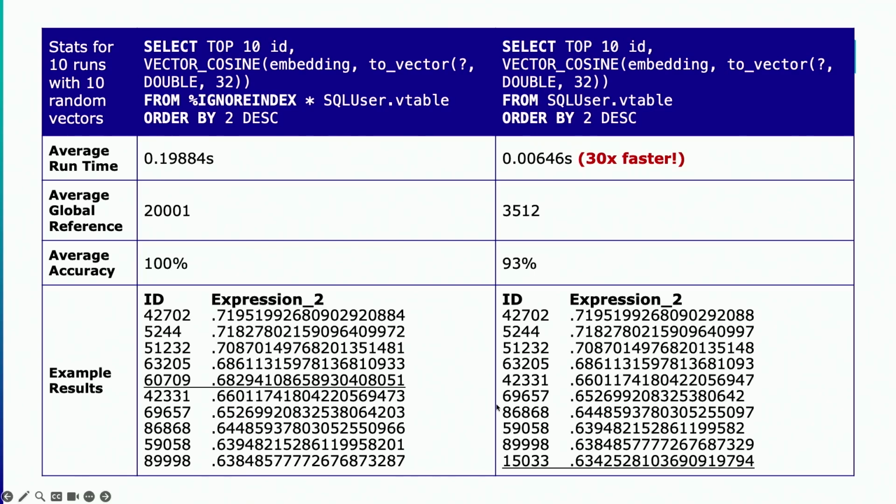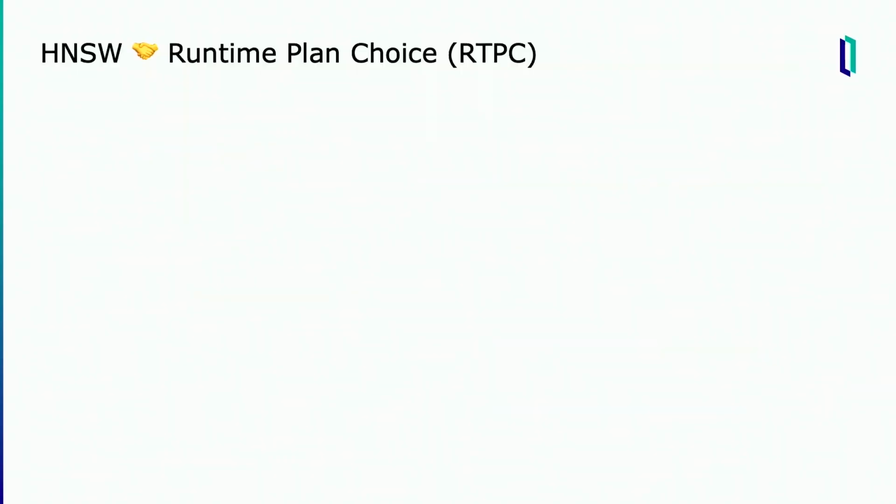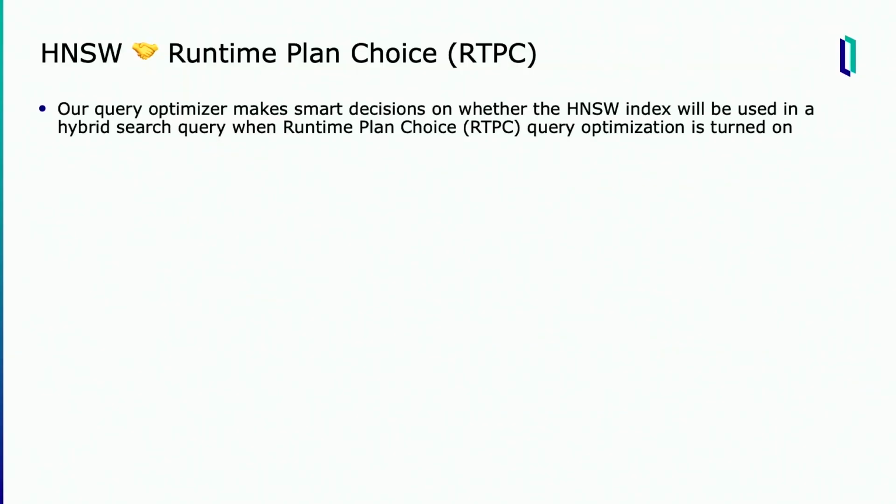And if you want higher accuracy, there are parameters you can vary when you define this HNSW index to try to make this search more accurate, but that is at the cost of maybe a longer index build time or a longer search time. So the last thing I want to talk about is to go back to the point that our query optimizer can make very smart decisions on whether to use the HNSW index in a hybrid search query. And this only happens when the runtime plan choice query optimization is turned on.